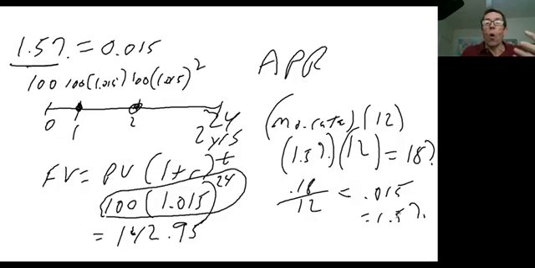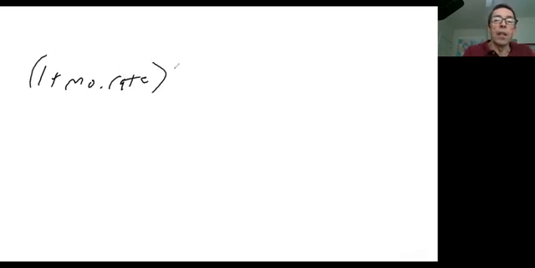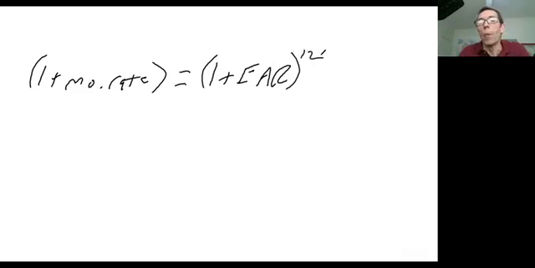Well, we already saw that we have 1.5% per month. Let's go to the next page here. If I've got monthly compounding, the way I like to express finding the EAR is to say 1 plus the monthly rate is equal to 1 plus the EAR raised to the 12th power. And of course, that's the 12th power because there are 12 months in a year.